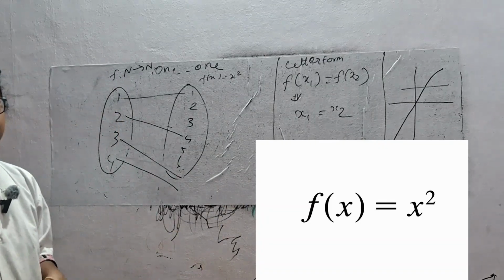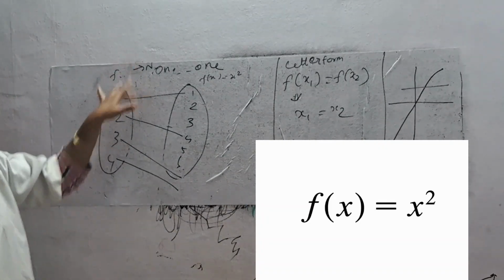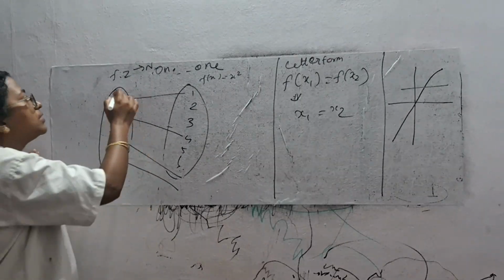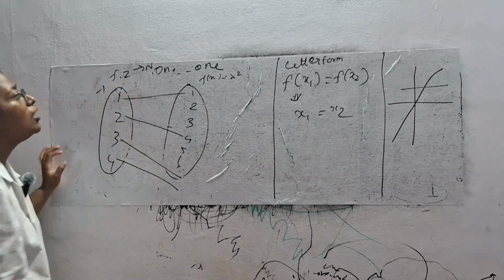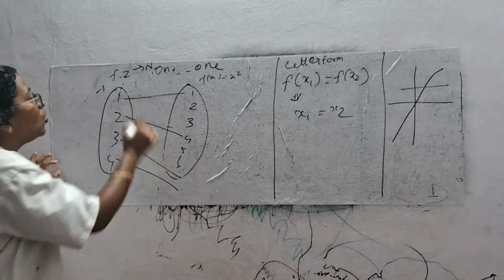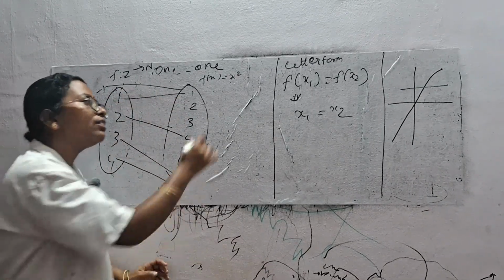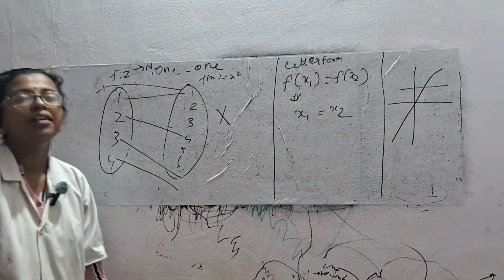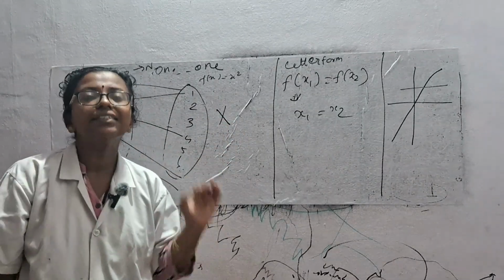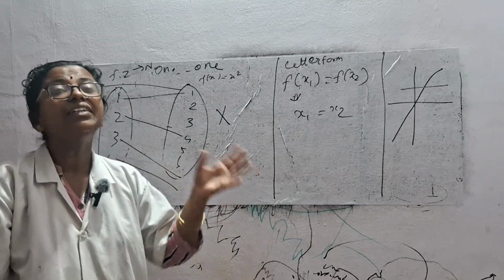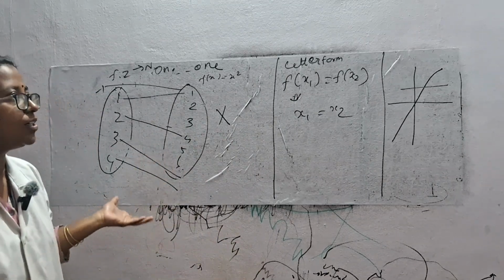If I am taking integers instead of natural numbers, integers mean negative numbers. Here I have minus 1. Minus 1 square is also 1. So both inputs have the same output, so this function is not one to one. Every input having a distinct output means it is one to one. If different inputs give the same output, it is not one to one.